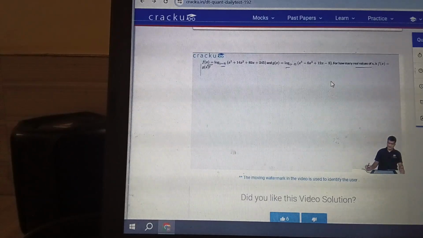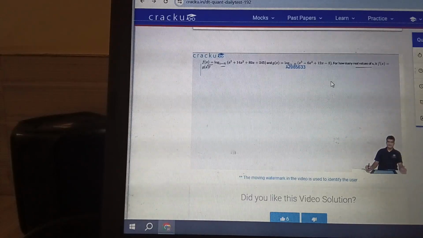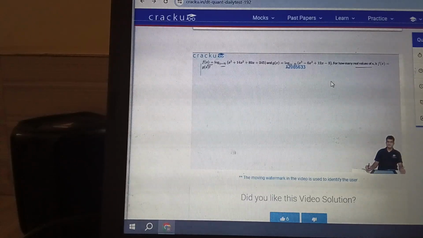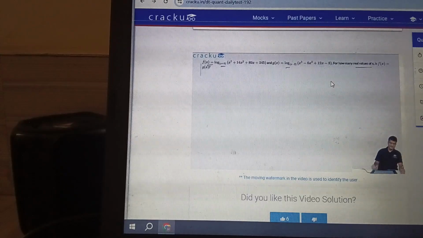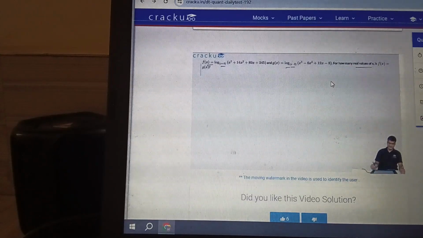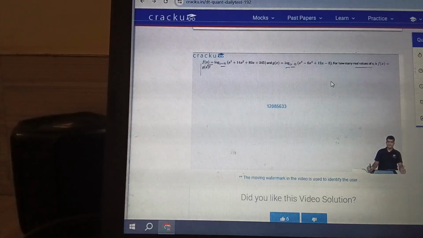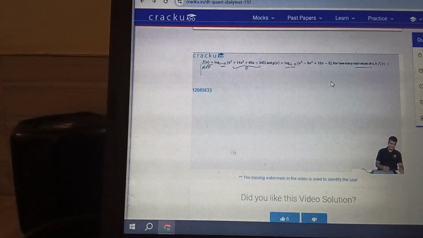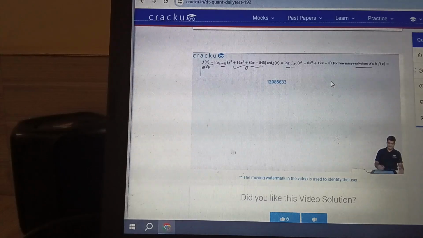We are required to calculate how many real values of x exist such that f of x is equal to g of x. That is, both the logarithmic functions should be the same. If you look at the base, for one function it is x plus 5 and for the other function it is x minus 2, and the argument for both of them is a cubic in x. So one of the first things you should think about is that maybe we can simplify this cubic and maybe one of the factors is the base. So let us first check if for both of the cubic equations the base is a factor.